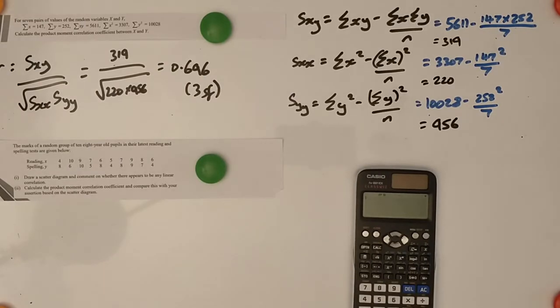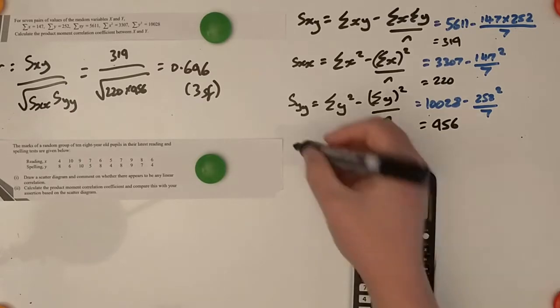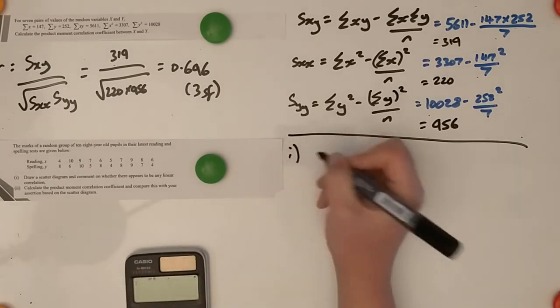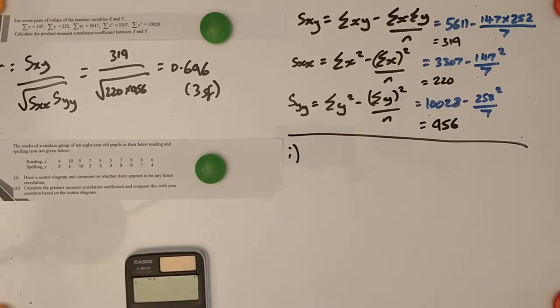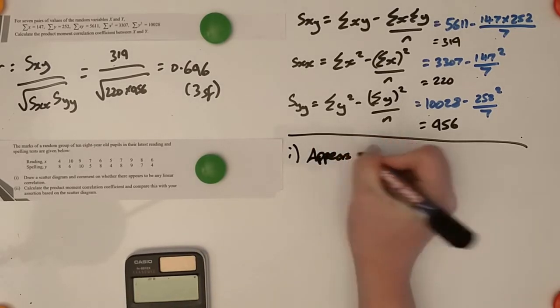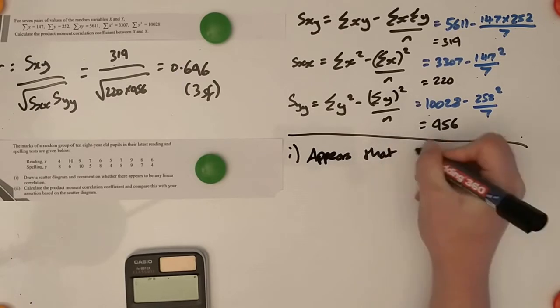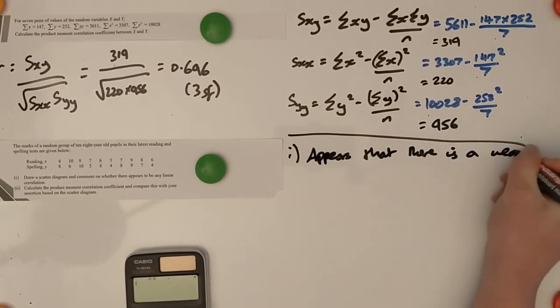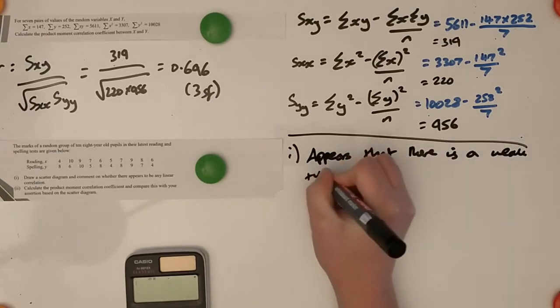Okay, reasonably straightforward. For the second one, the marks of a random group of 10 8-year-old pupils in their latest reading and spelling test are given below. So here we're given the raw data. The first part says draw a scatter diagram. I'm not going to draw the scatter diagram. You can draw the scatter diagram yourselves. But when you do draw it, it appears that there is a weak positive correlation.